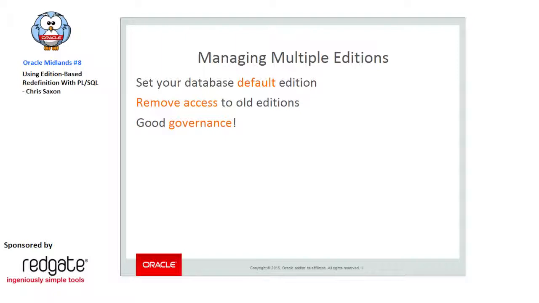And again, I put here good governance. If you do take this approach, I really recommend that part of your release form or QA or whatever it is, you have nice big red writing: deploy into edition 1. And as part of your release scripts, the first thing it does is alter session, set edition, whatever your target edition is, because this helps reduce the chance of mistakes.